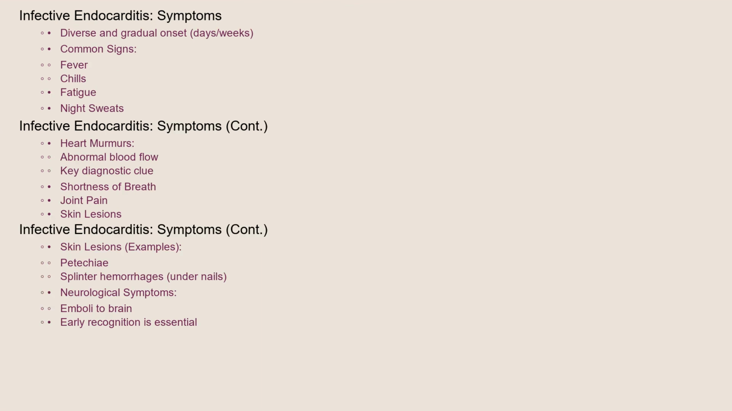The symptoms of infective endocarditis can be diverse and often develop gradually over days or weeks. Common signs include fever, chills, fatigue, and night sweats. Heart murmurs indicating abnormal blood flow are often present and are a key diagnostic clue. Other symptoms may include shortness of breath, joint pain, skin lesions like petechiae or splinter hemorrhages under the nails, and even neurological symptoms if emboli reach the brain. It's crucial to remember that the symptoms can be subtle, and early recognition is essential.